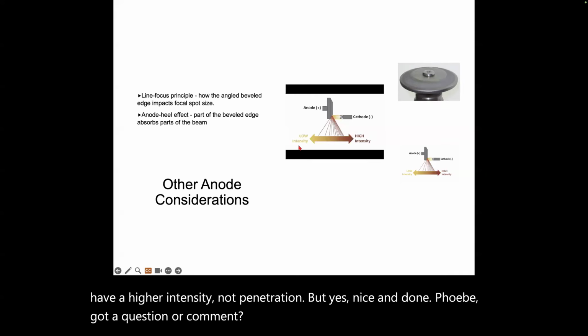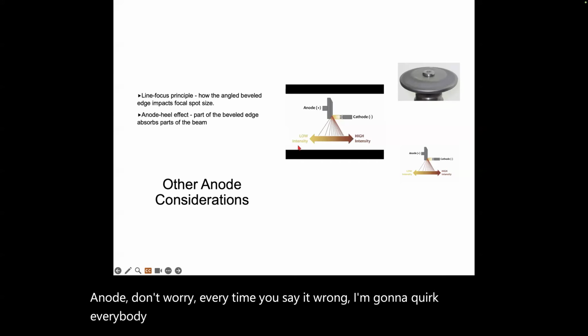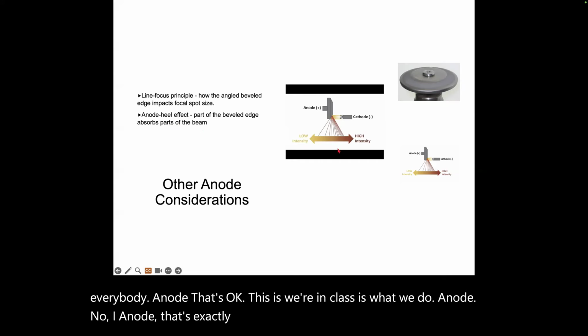Oh no, she answered it pretty well. It's got to do with the geometry of the anode, I think, right? Anode. Don't worry. Every time you say it wrong, I'm going to correct it. Anode, everybody. That's okay. This is what we do in class. Anode, no I. That's exactly right. So just remember, it's intensity, not penetration.